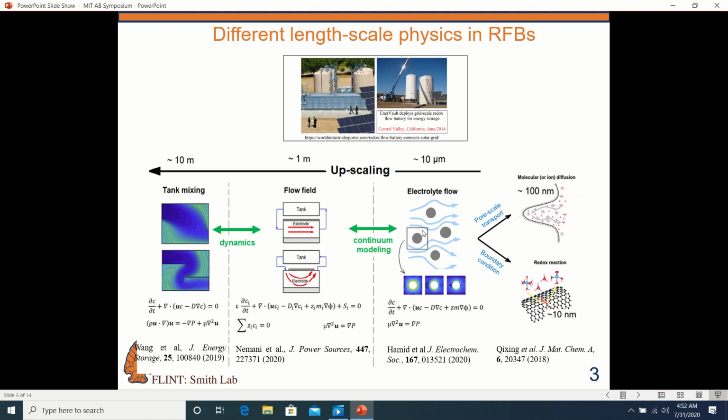There are a lot of models available in the literature, and those models take this effect as a boundary condition, this one as a transport mode, and then they develop a pore scale model, and that model is incorporated into a flow field or macroscopic model by a continuum model, and then people take care of the tank mixing by flow dynamics.